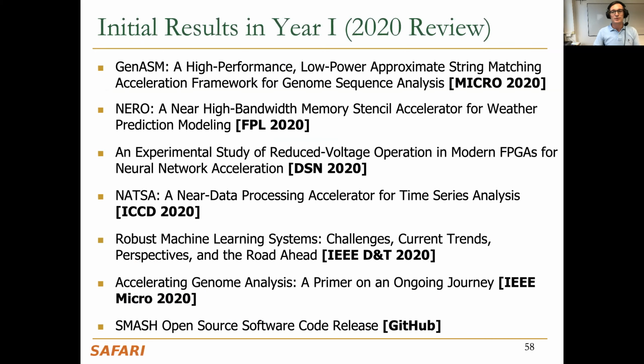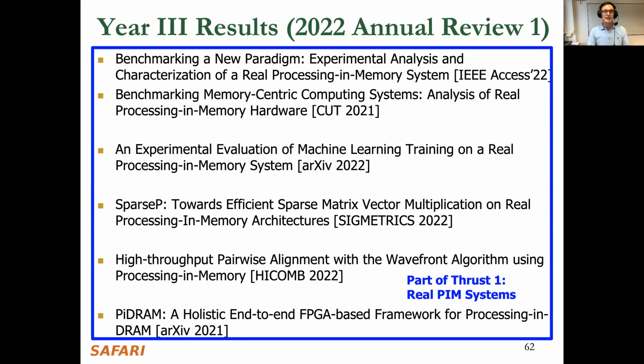So these are results from 2020, 21. And in 2022, actually, we were even more productive because now we're exploiting what we have analyzed in the past 2 years. These are some works that we have published on real processing in memory systems and their analyses. And I'm going to focus on this one a little bit.